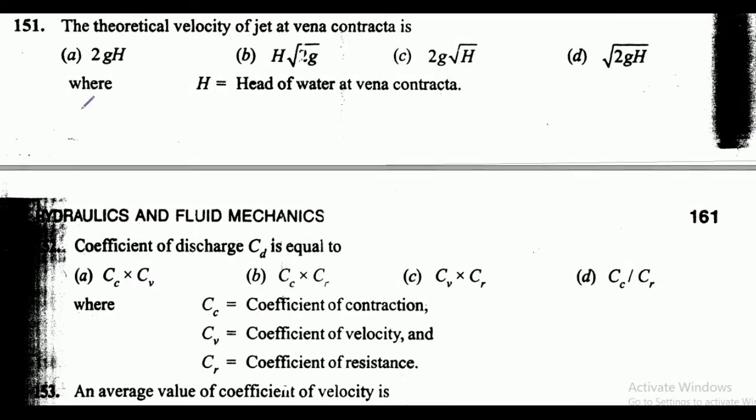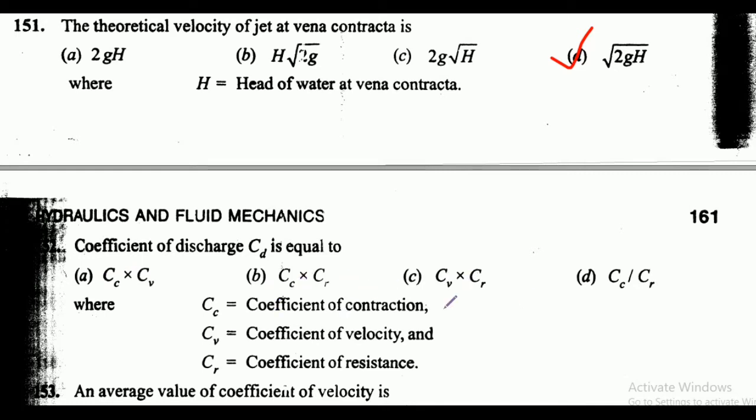Friends, this is question number 151. The theoretical velocity of jet at vena contracta is. Here are the options, where h is equal to head of water at vena contracta. So here friends, correct answer is option D, that is the theoretical velocity of jet at vena contracta is under root of 2gh.